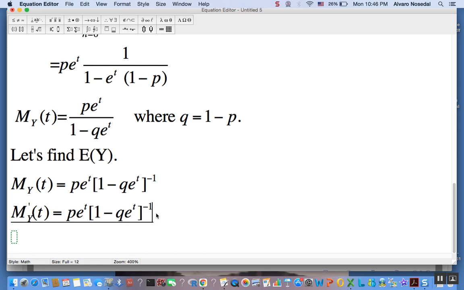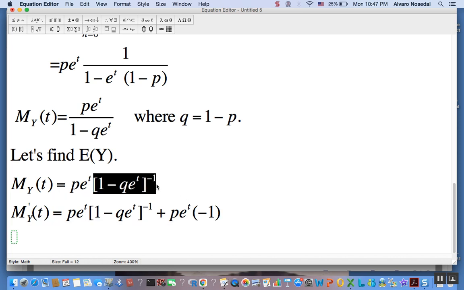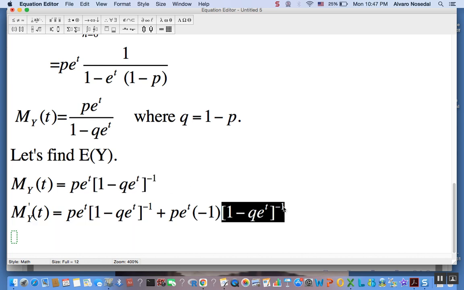Now, plus, what I need is now this guy as is times the derivative of this factor here. So it's going to be just minus 1, right? 1 minus qe^t to the power minus 2, right? And by the chain rule, we need the derivative with respect to t of this guy here, 1 minus qe^t, which happens to be minus qe^t, right? Okay.